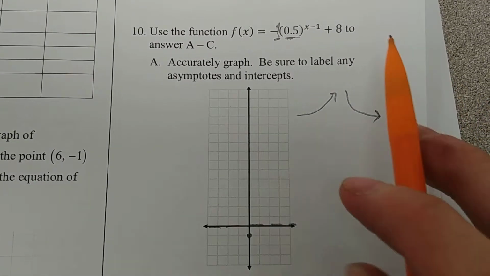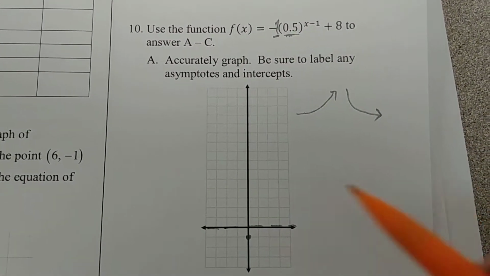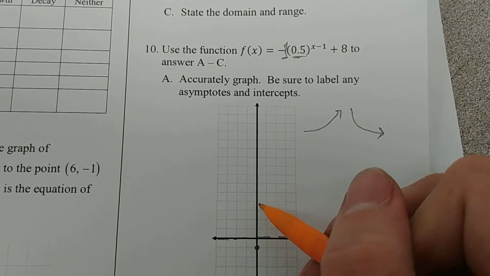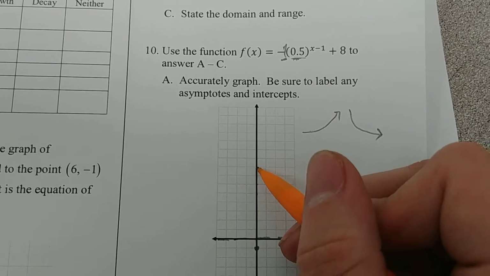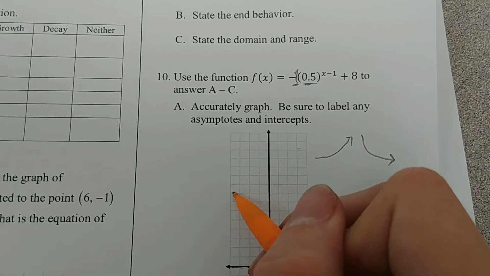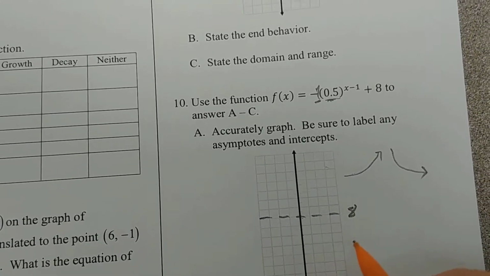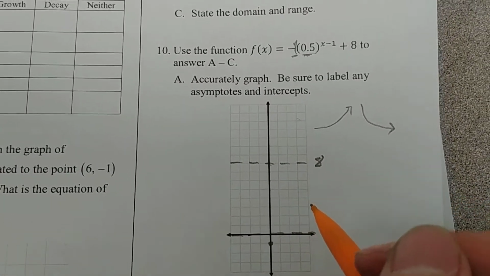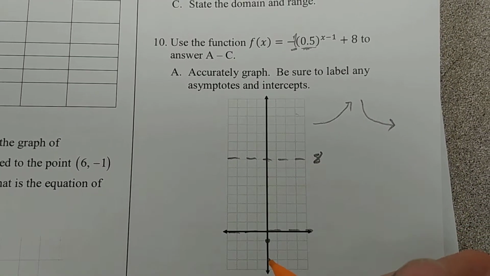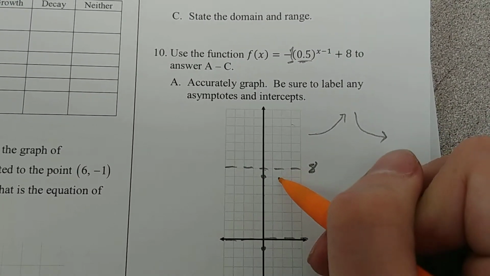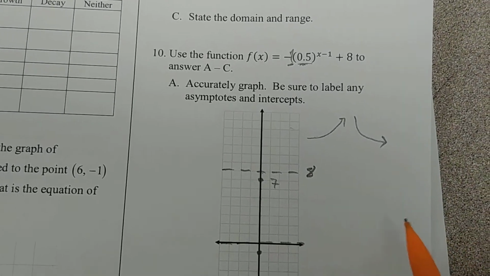Now everything has to shift 8 units up. So let's take my asymptote and shift it 1, 2, 3, 4, 5, 6, 7, 8 units up. My asymptote is now there, which is at y = 8. My point, which is at -1, also has to shift 8 units up. It'll shift up there to 7.